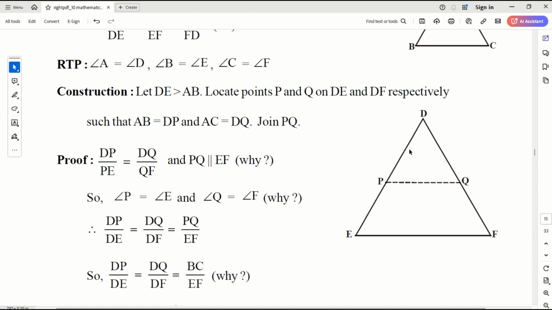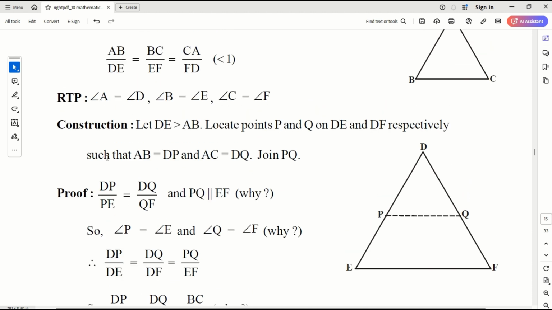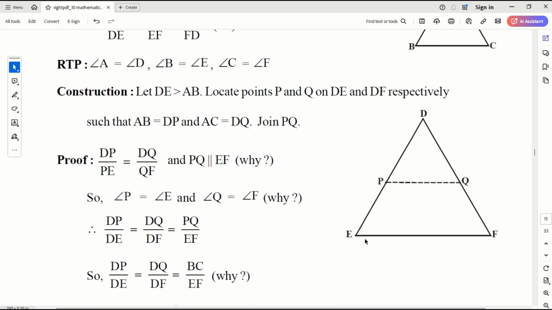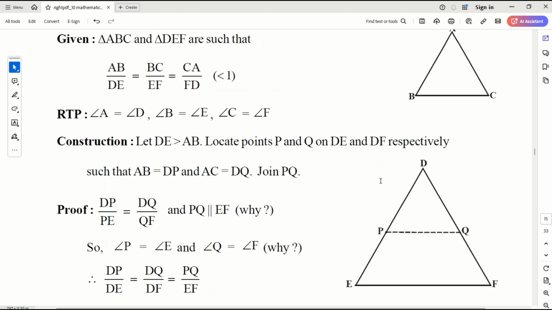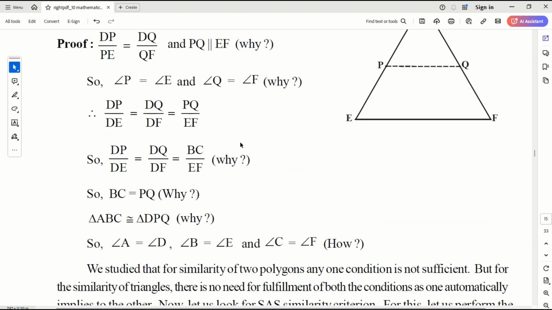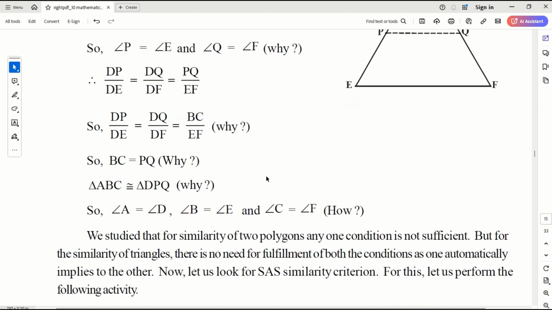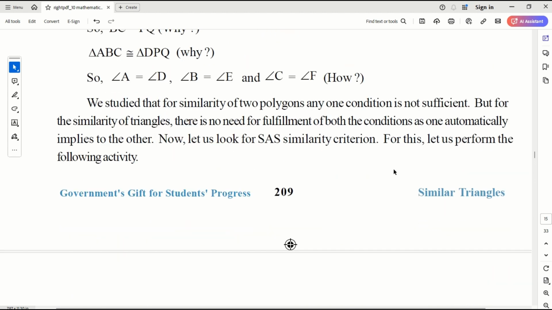Now you know that DP by PE equal to DQ by QF, right? Because DP is nothing but AB, and DQ is nothing but BC. So with this we can prove that PQ, this line, is parallel to EF. Once these lines are parallel, we know that angle P is equal to angle E, angle Q equal to angle F. Angle P is nothing but angle B, angle Q is nothing but angle C. Correct. And similarly, other sides also we can prove the same way. So you will get all the corresponding angles are the same. Okay. So this is how we can prove.